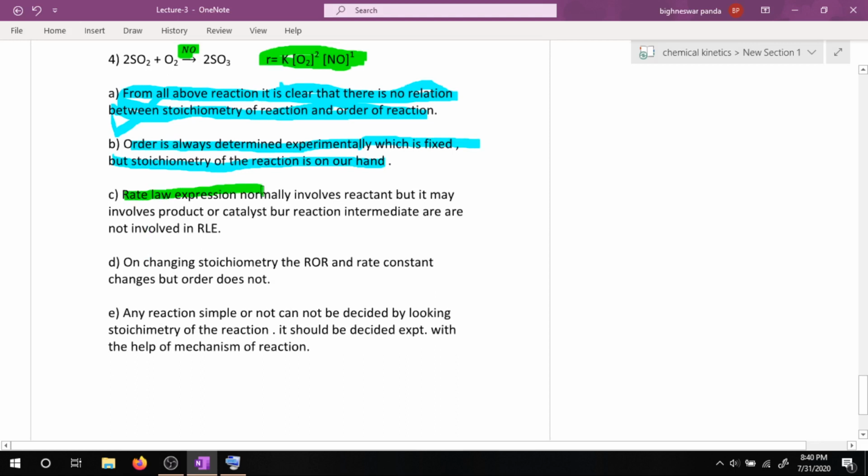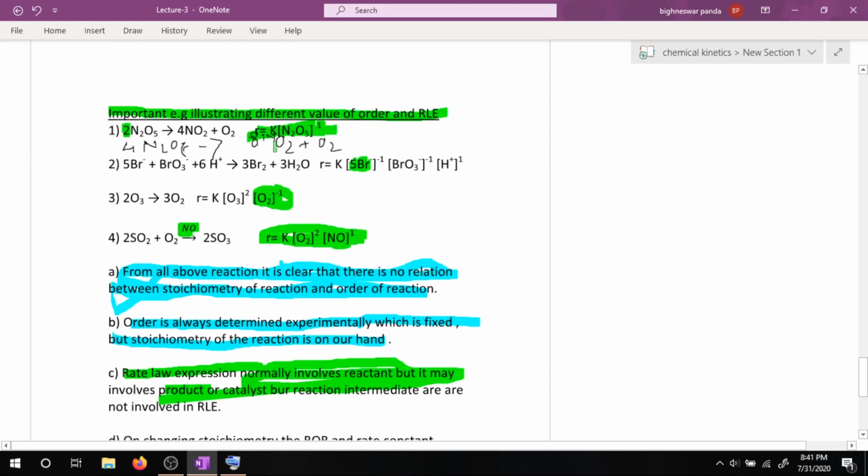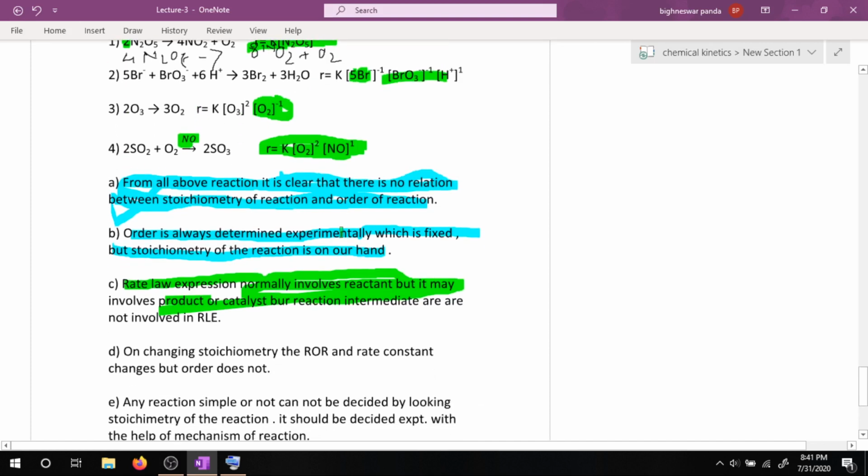Similarly, the rate law expression normally involves reactants, but it may involve products. It is important: products and catalysts may appear, but reaction intermediates are not involved in the rate law expression. Normally in the rate law expression reactants are involved, but in case number 3 products are involved. In case number 4 the catalyst is also involved, but there is no rate law expression that involves reaction intermediates, like carbocations and carbanions.